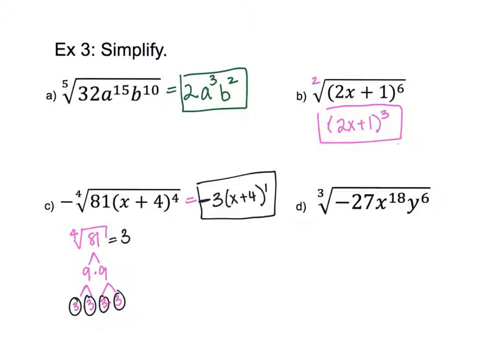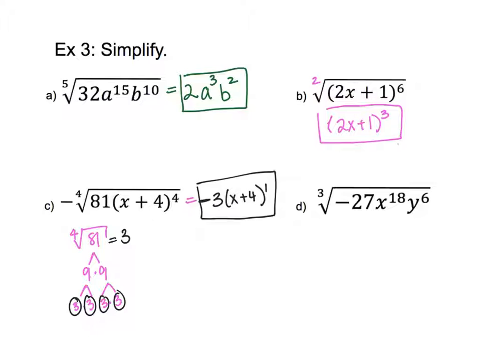Okay, so for part D, last problem here, we have a cube root and we have a constant inside and then a variable. So just like before, we want to take the cube root or the root of the number first, and then the variables. But before we get started, I want you to ask yourself, can we actually take the cube root of this if there's a negative sign inside the root? The answer is yes. We can take the cube root of a negative value.